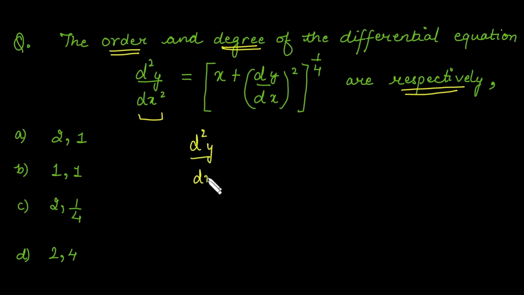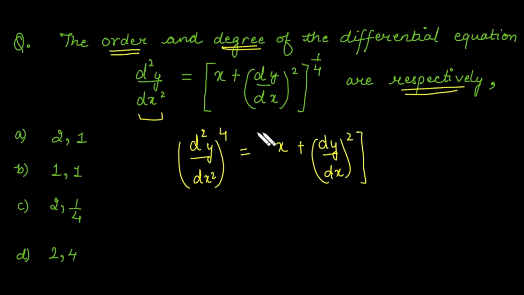Taking power 4 on both sides, we have an expression of this form: x plus the first order derivative with respect to x, its square. We can just observe this term because in this case the highest order derivative is 2, and what is its power? Its power is 4. So where is the option where degree is 4 and order is 2? We need this type of form, 2 comma 4, and that is present in option 4. In this case, the fourth option is correct.